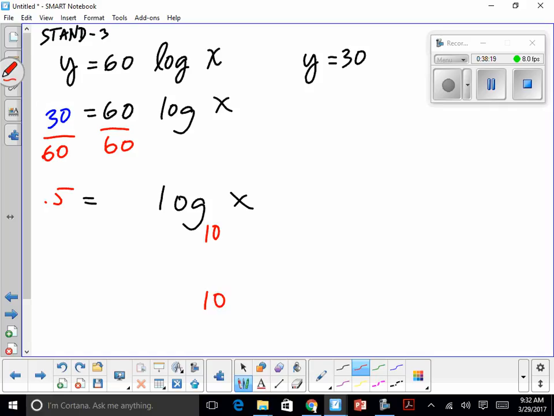And then the last move, someone say what this answer is. Someone said it really well. Say it again. 3.16.